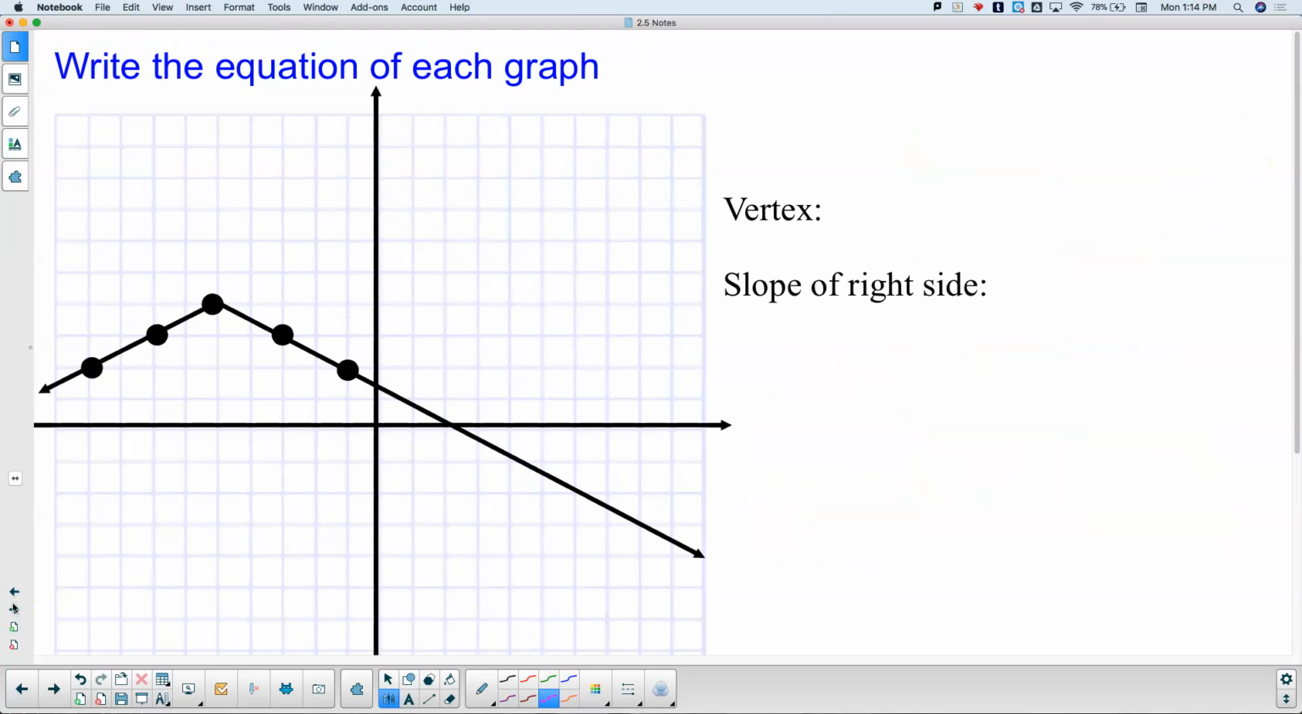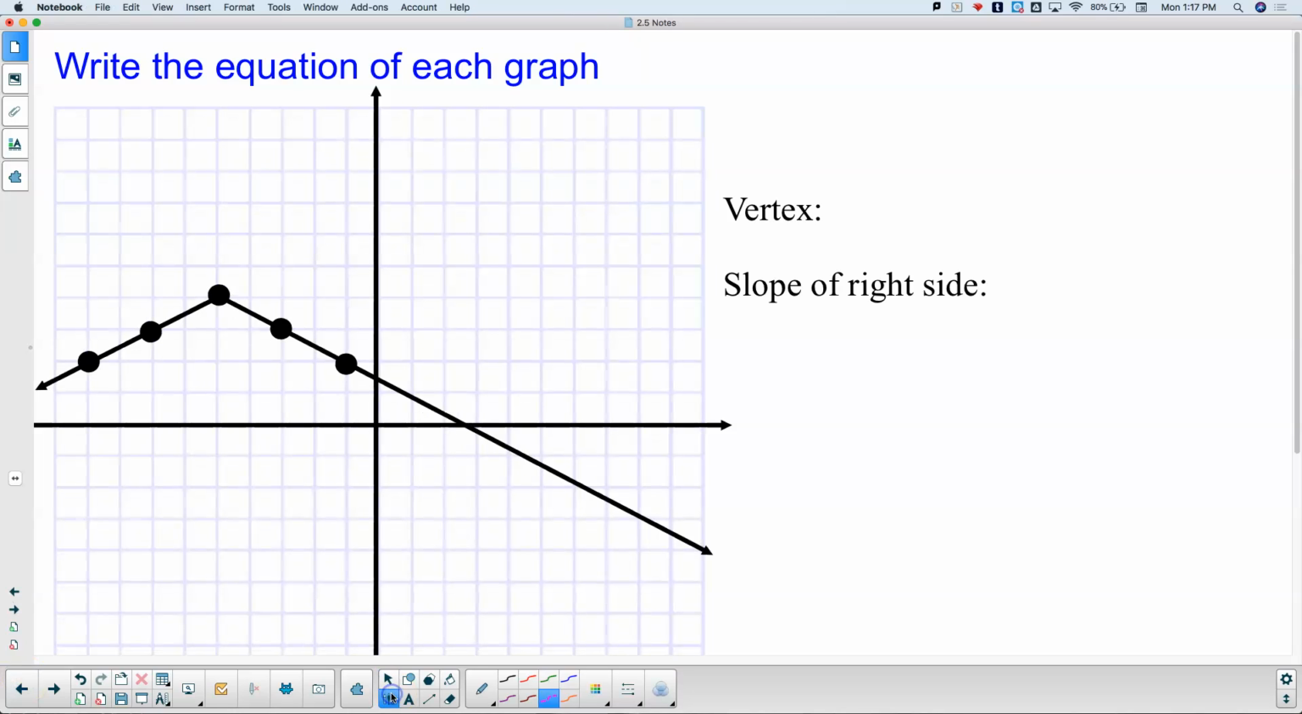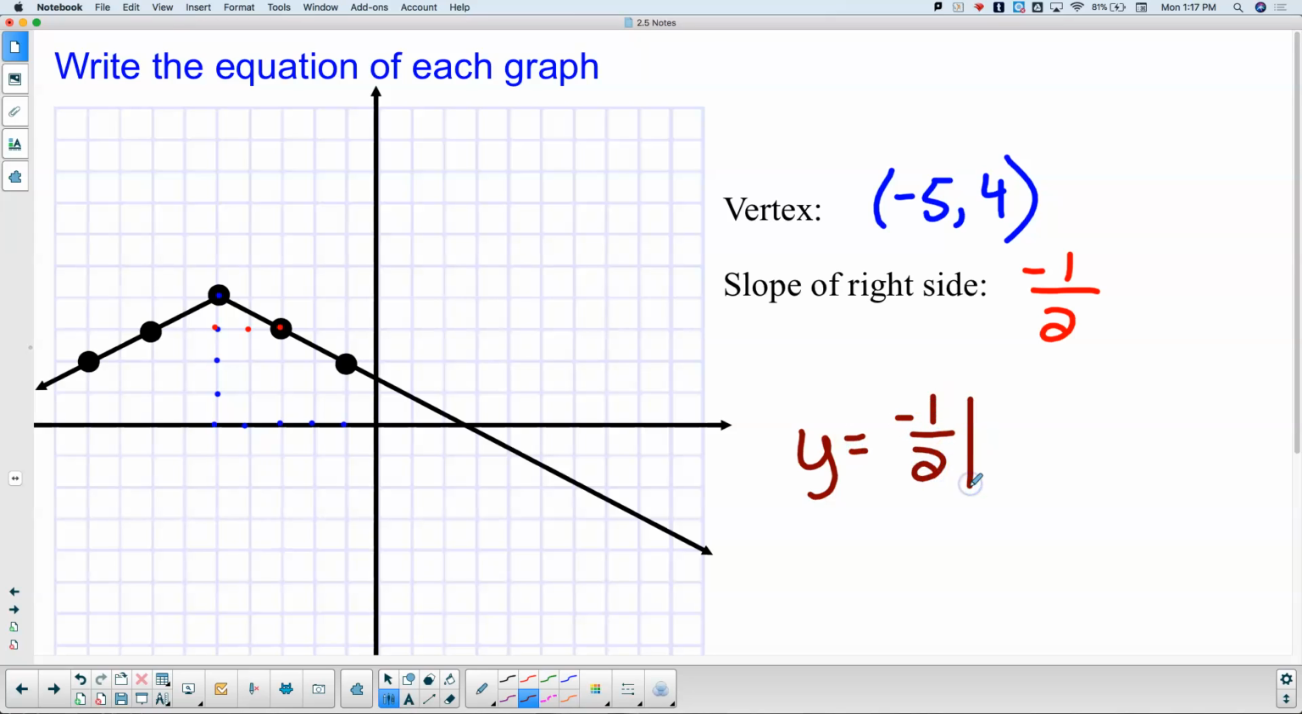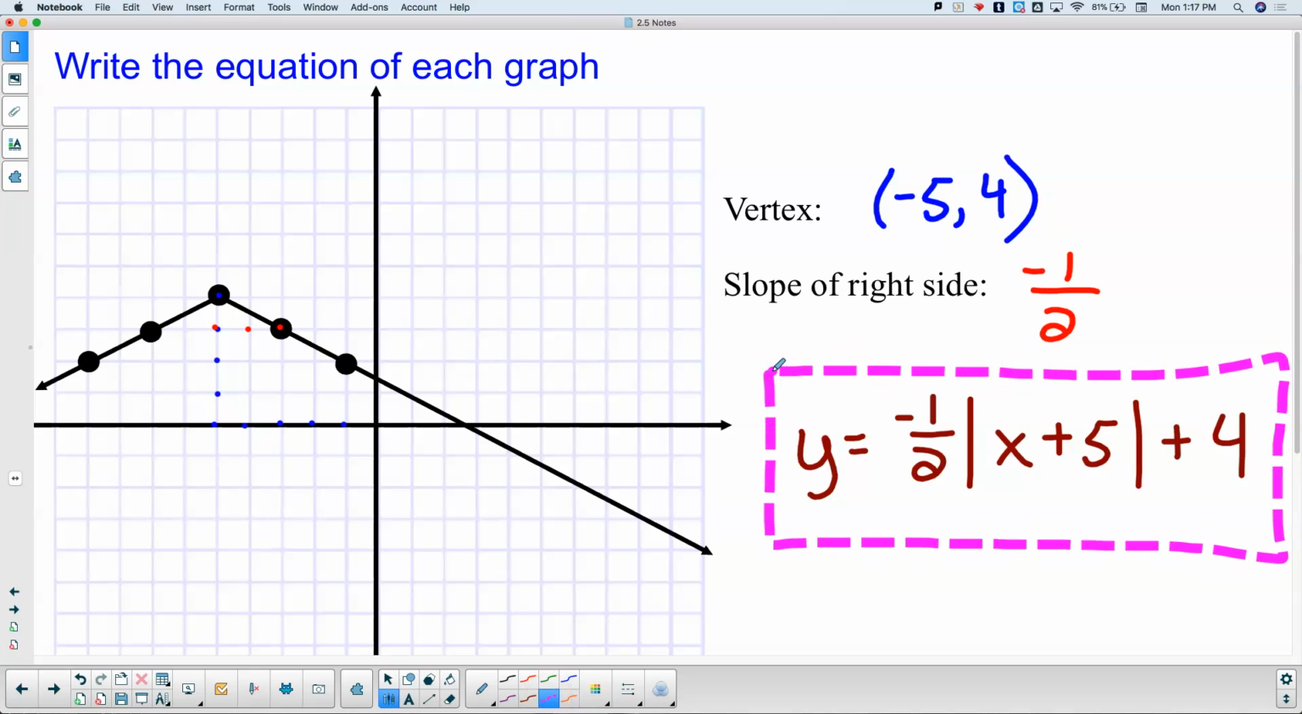What I'd like you to do now is find the equation of this absolute value graph. Vertex I get at 1, 2, 3, 4, 5, 1, 2, 3, 4, so that would be at negative 5, comma 4. Slope of the right side, I get down 1, right 2, that means negative 1 over 2. So that gives me y equals negative 1/2 times the absolute value of x minus negative 5, so that's x plus 5, then plus k, which is 4. Agree?